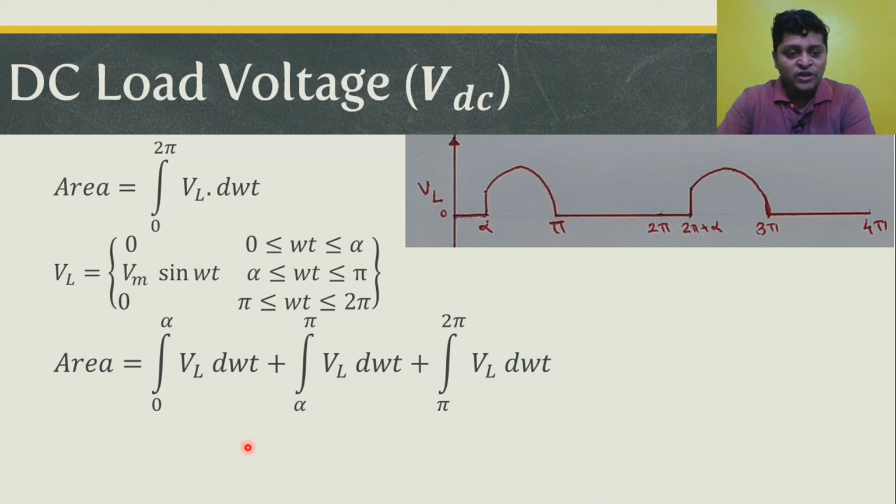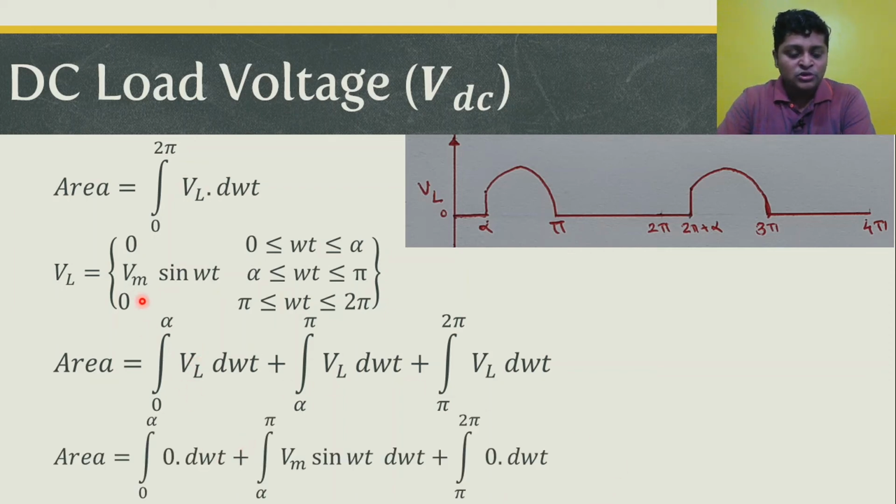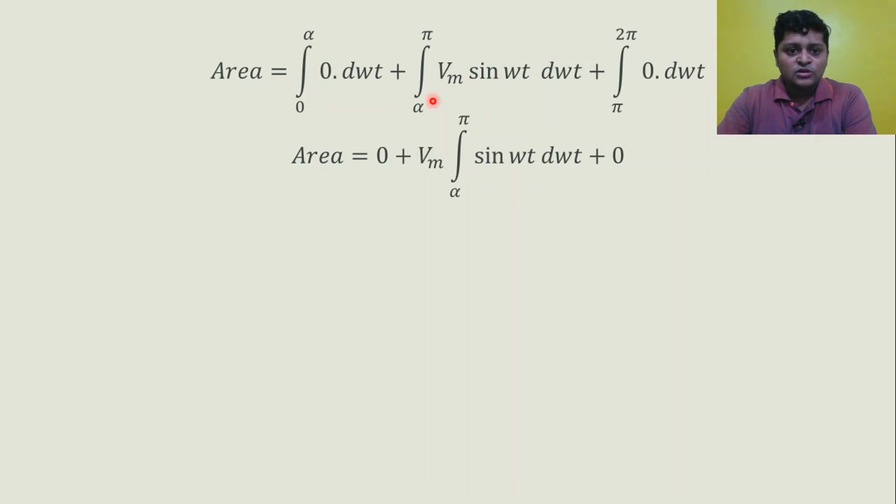Now let's substitute the value of load voltage in these. The value of load voltage from 0 to alpha is 0, from pi to 2 pi again it is 0, and from alpha to pi the value is Vm sin of omega t. So let's solve it further. As we understand, the integration of 0 is 0.